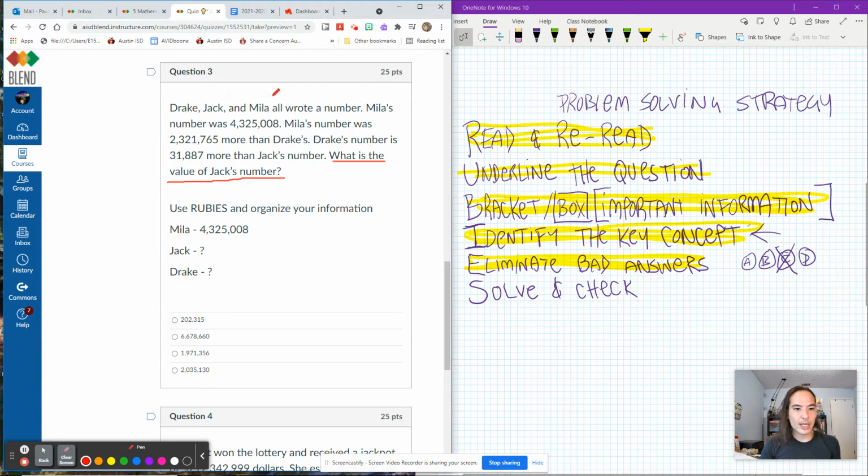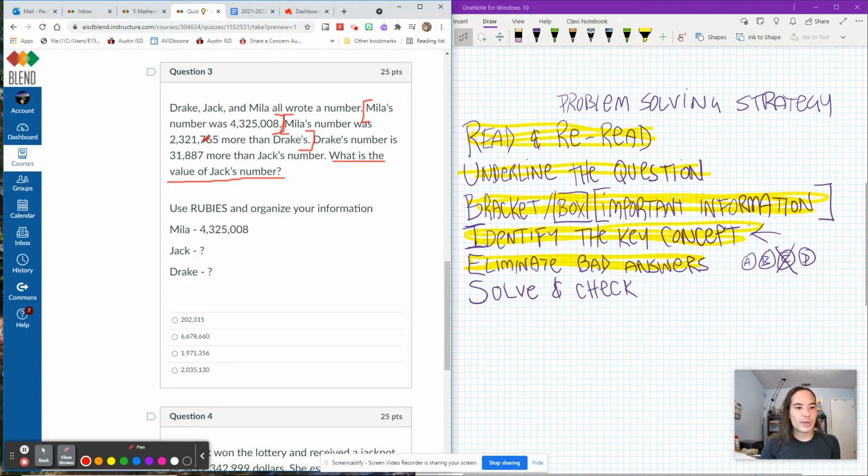All right, so Drake, Jack, and Mila all wrote a number. That's cool, but it's not going to affect our answer. Mila's number is definitely going to affect our answer. Without knowing Mila's number, we can't figure out any of the other numbers, so that's important. Mila's number being 2,321,765 more than Drake's is also important because if we know Mila's number and how much more it is than Drake's, I bet we could figure out what Drake's number is.